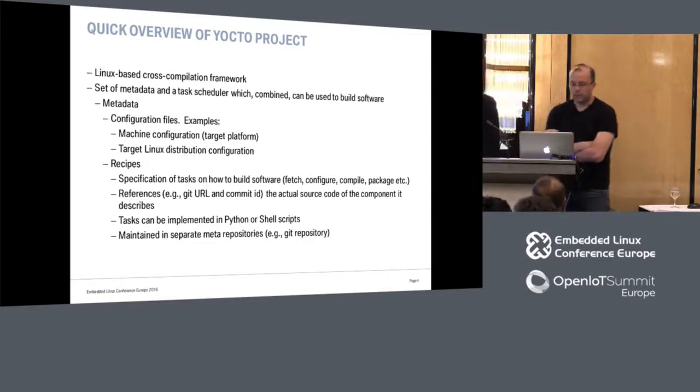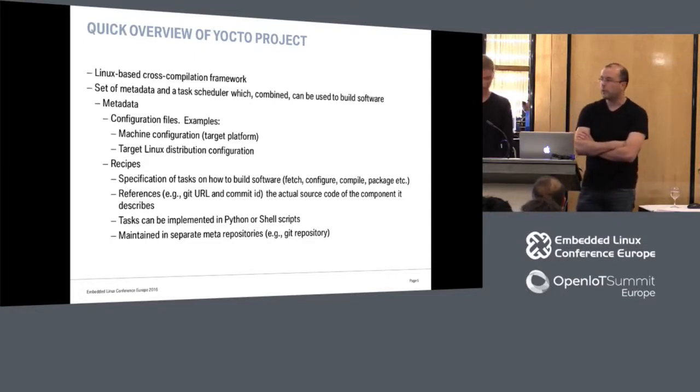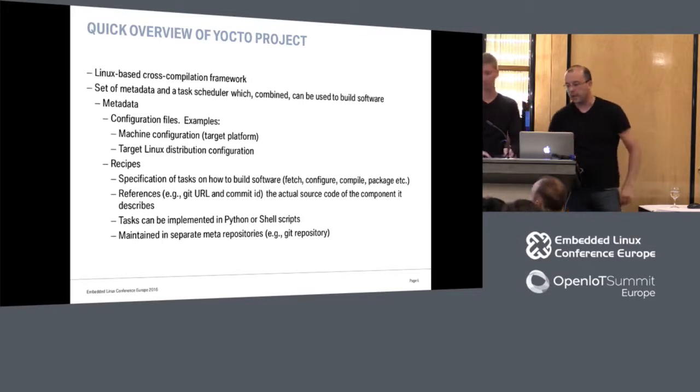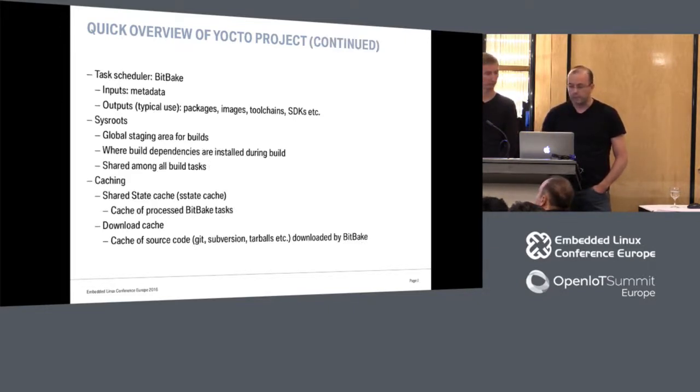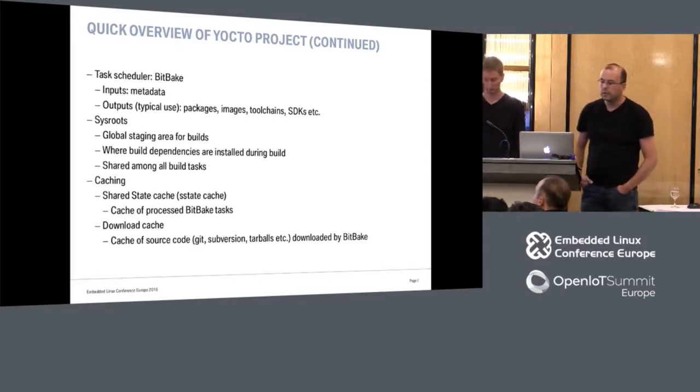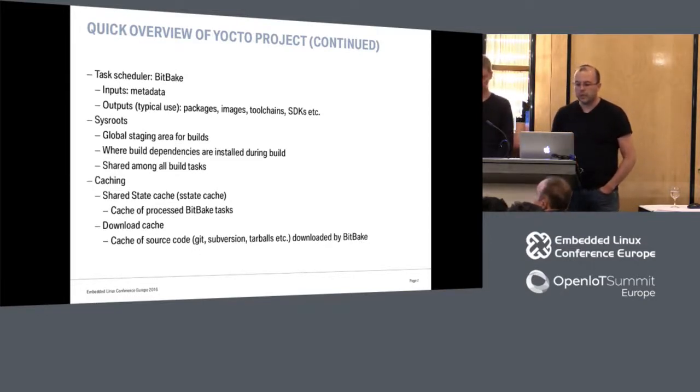To implement this build system, we use Yocto, which I'll go over really quickly because it's basic information. But just for those of you who don't know Yocto, it's a Linux-based cross-compilation framework. It uses metadata as sources, which can be configuration files or recipes that implement tasks. It has a task scheduler called bitbake, which consumes its inputs, the metadata, and generates as outputs packages, images, toolchains, SDKs, etc.